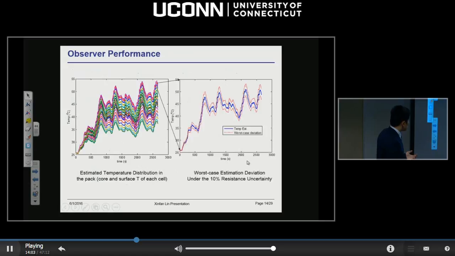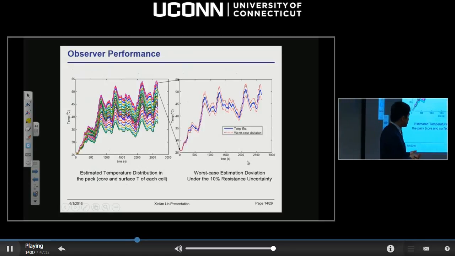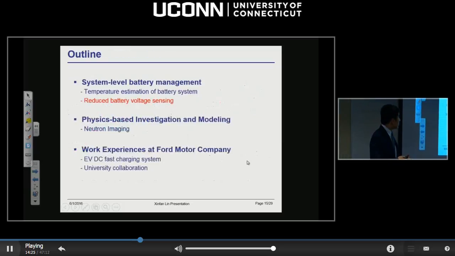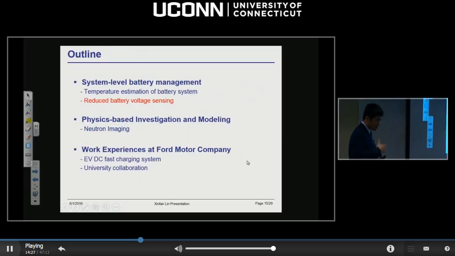In addition, the estimator can also provide a worst-case estimation deviation under 10% system uncertainty, as indicated by these two red dashed lines here. So we know that in the worst case, the actual value will be within these two bounds of the estimation, as long as the resistance uncertainty is within this 10% bound. The next topic I've explored for system-level battery management is reduced battery voltage sensing.